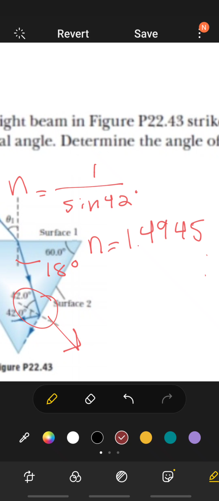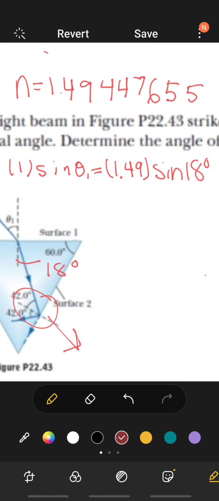1.4945. It's longer, but it depends on how much you use of it. If you use 1.49, your answer is going to be more rounded off, etc. So now I put the index of refraction up here after I punched it in my calculator.